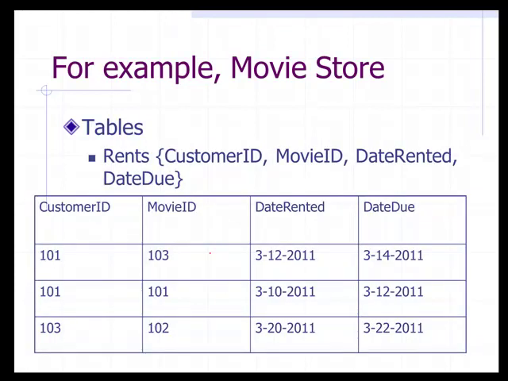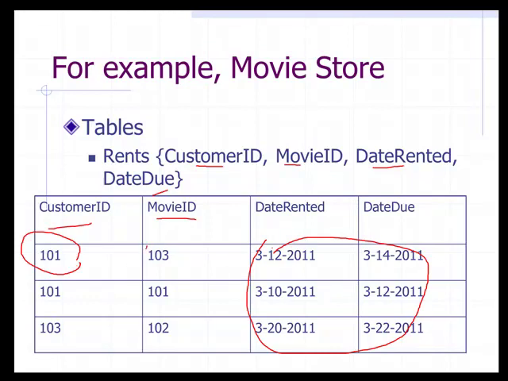The last table is the rents table. It combines the customer ID, the movie ID, the date rented, and the due date. Now, the customer ID and the movie ID come exactly from the other 2 tables. So these numbers are from the other tables, and the only things unique on this side are the actual date rented and due date. So if I want to know who customer 101 is, I have to go back to my customer table and see who that person is. If I want to know what movie 103 is, I need to go back to my movie table and see what that is.